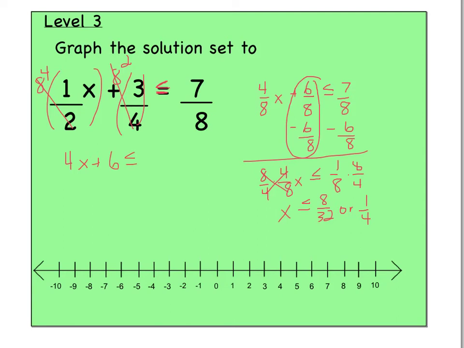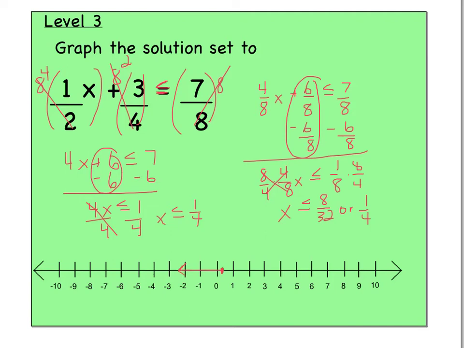Is less than or equal to. Multiply this by 8. This is going to leave us with 7. So we subtract 6 from each side. We get 4x is less than or equal to 1. Divide by 4. And x is less than or equal to 1/4. So either way we get the exact same answer. Different steps occur in different places, but we'd go to 1/4. We'll have a filled in circle, and it's less than 1/4, so we're going to go to the left.